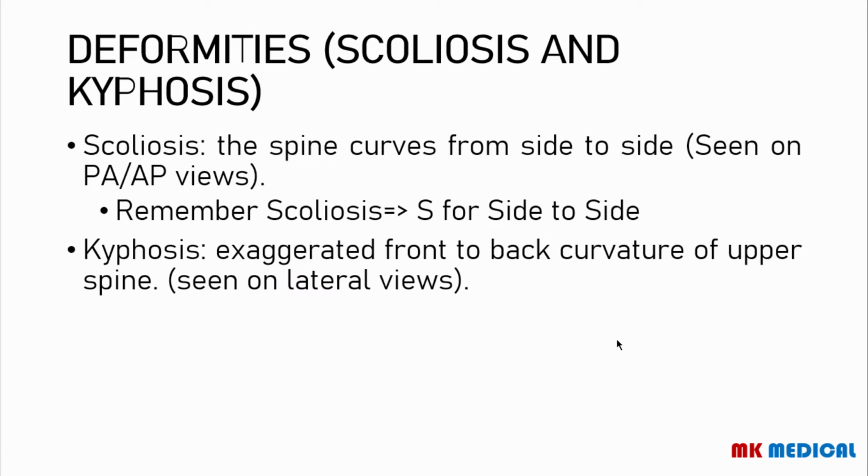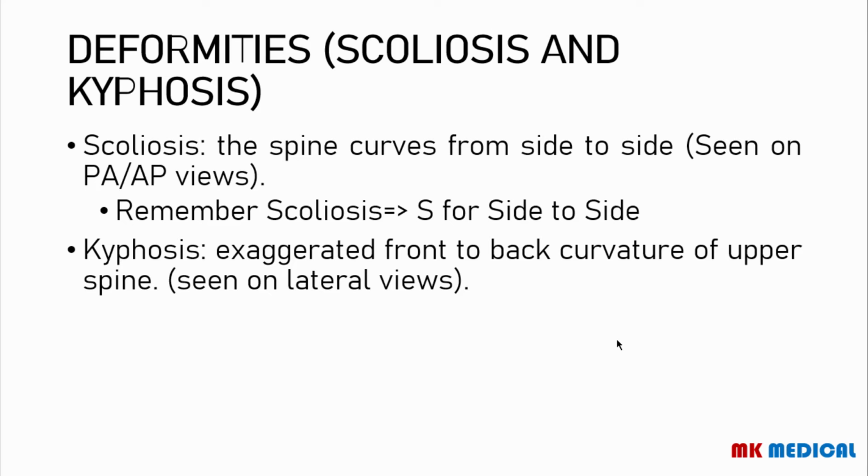We move on now to deformities. There are two important deformities that I'll talk about, scoliosis and kyphosis. So scoliosis is just pretty much the spine curving from side to side. We can see this on an AP X-ray. We can see this on a PA X-ray. So remember, with scoliosis, the S for side to side.